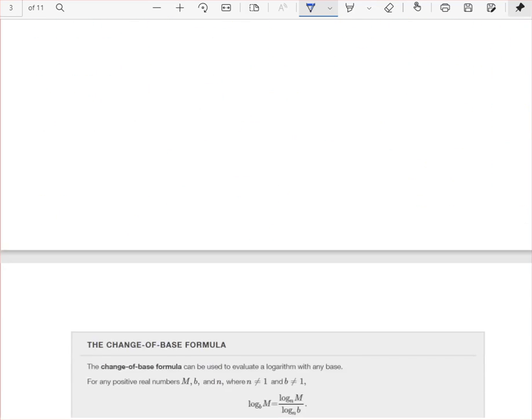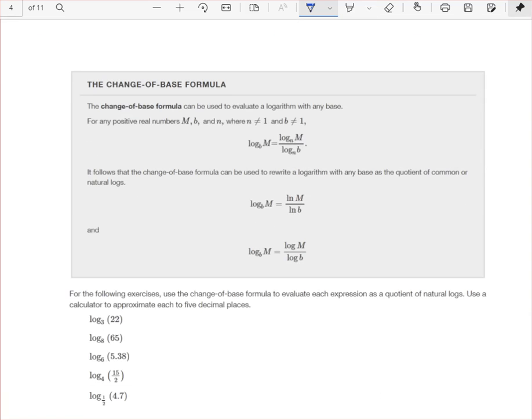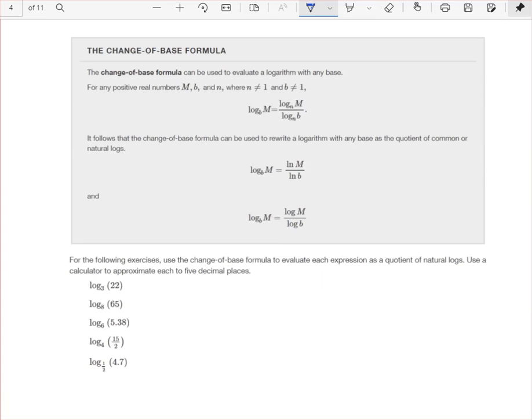Now the Casio has the little corner button that you use for any problems that don't have a log base. But if you do not have the Casio, then you would be using the change of base formula.